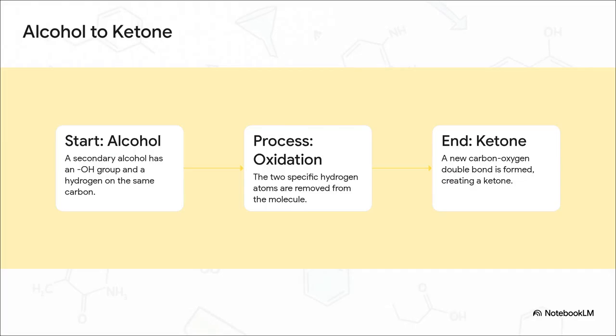So check this out. Here's how it actually works. You start with a secondary alcohol. The reaction comes in and just plucks off two very specific hydrogen atoms, one from the oxygen and one from the carbon it's attached to. A new carbon-oxygen double bond forms in their place, and boom, just like that, our alcohol has become a ketone.